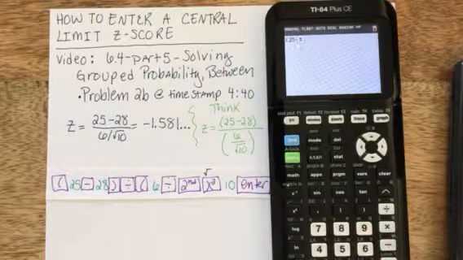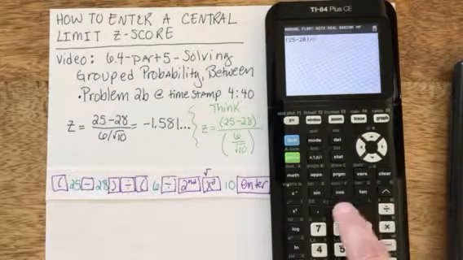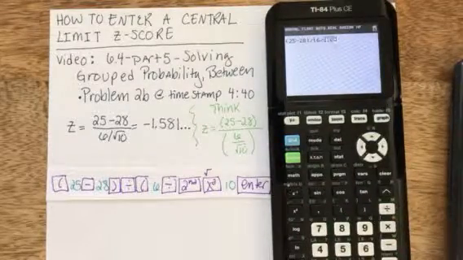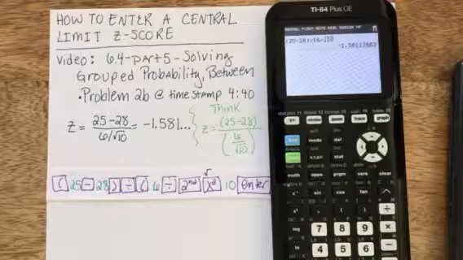Parenthesis 25 minus 28 and parenthesis divided by parenthesis 6 divided by the square root of 10, and I've got the value I need.